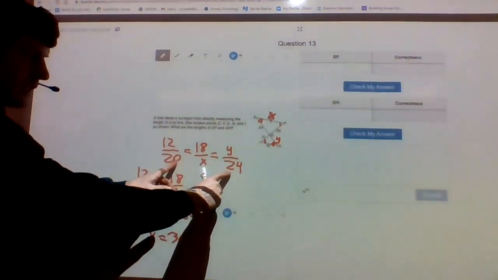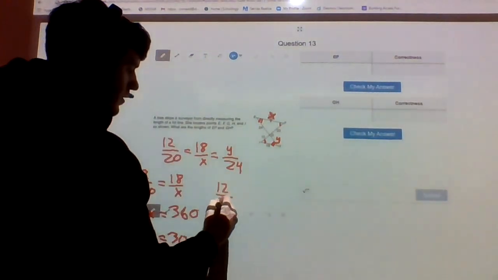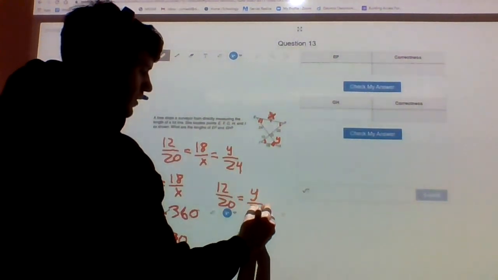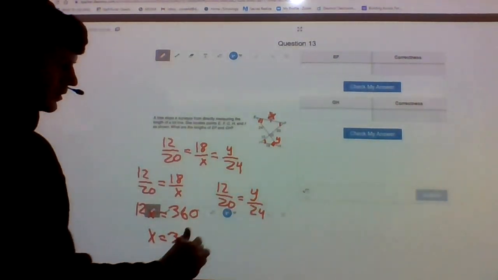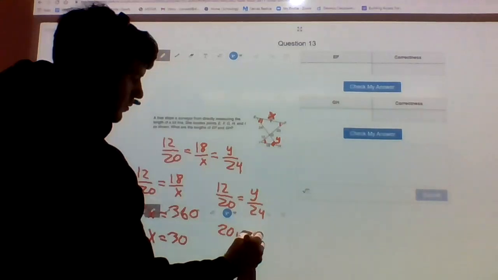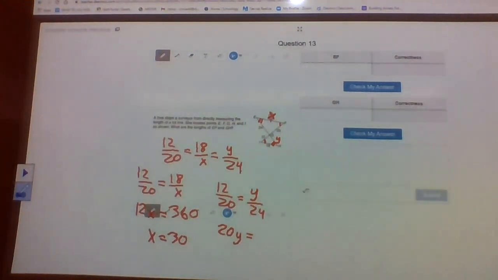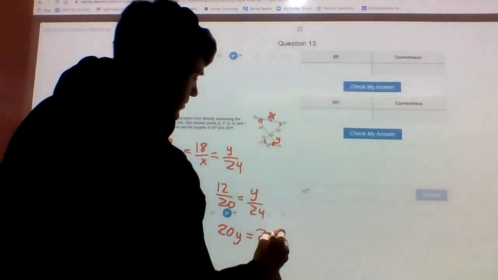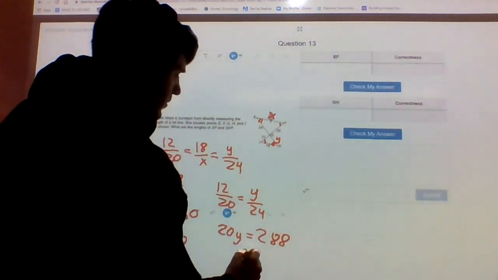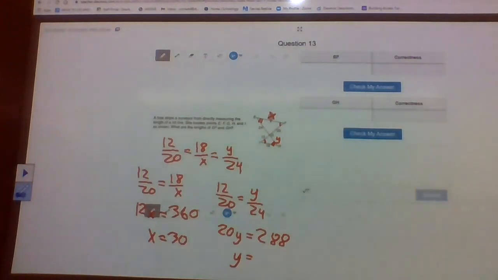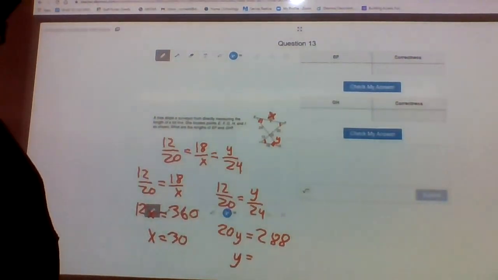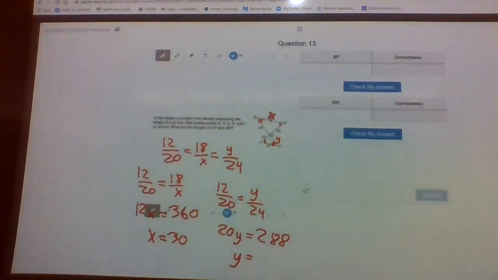Then I'm going to pick the first and the second ratio here, so 12 over 20 equals y over 24. I'm going to cross multiply again, so that's going to be 20y equals 12 times 24, which is 288. Divided by 20, 14.4. Let's make sure with the calculator: 12 times 24 is 288, divided by 20 is 14.4.